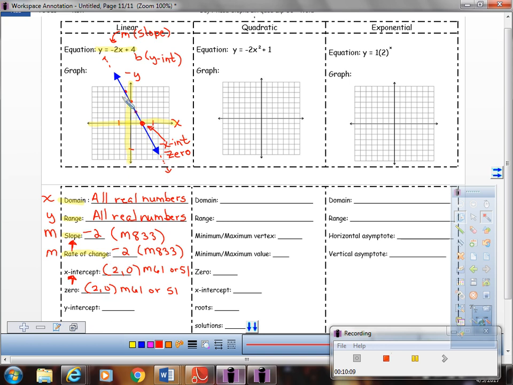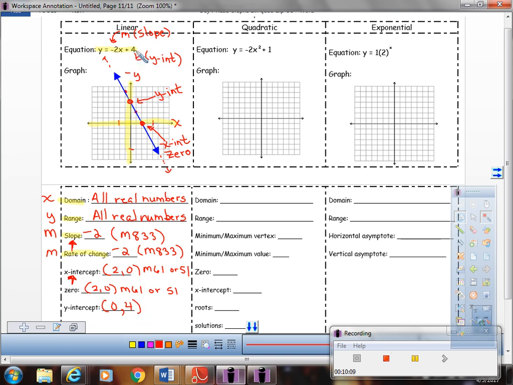It's where it crosses the y. So right there, let's put a little arrow showing that that is our y-intercept. And it is 0, 4. Write it as a coordinate. It is a point, so let's write it as a coordinate, 0, 4.